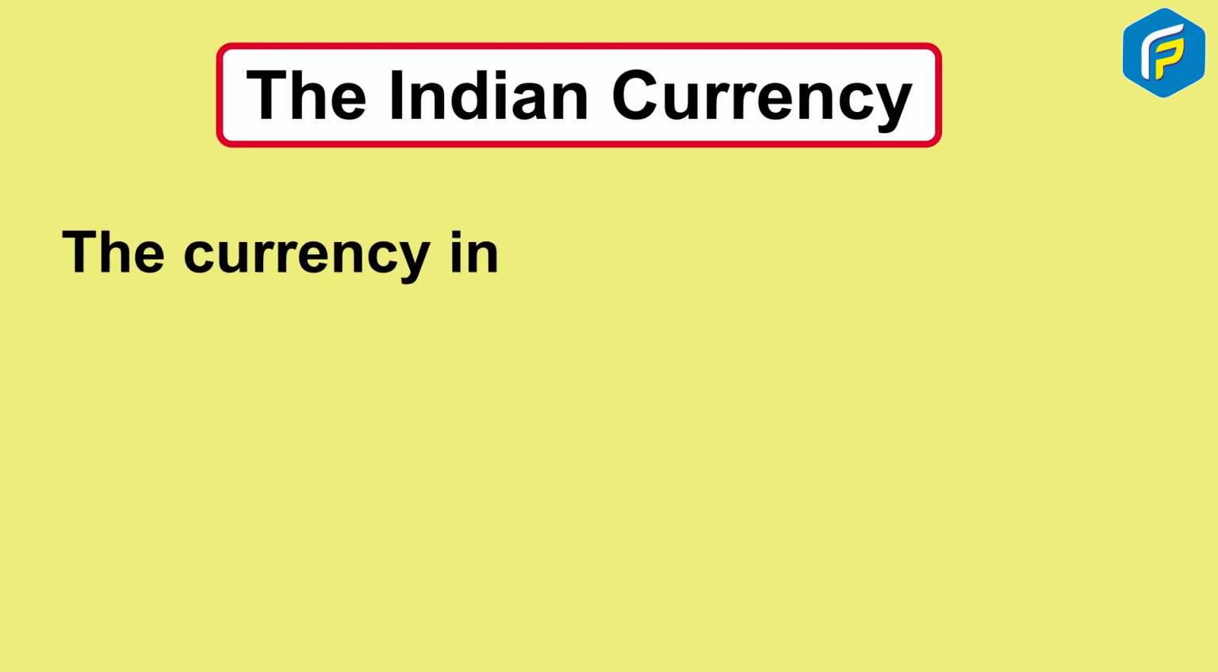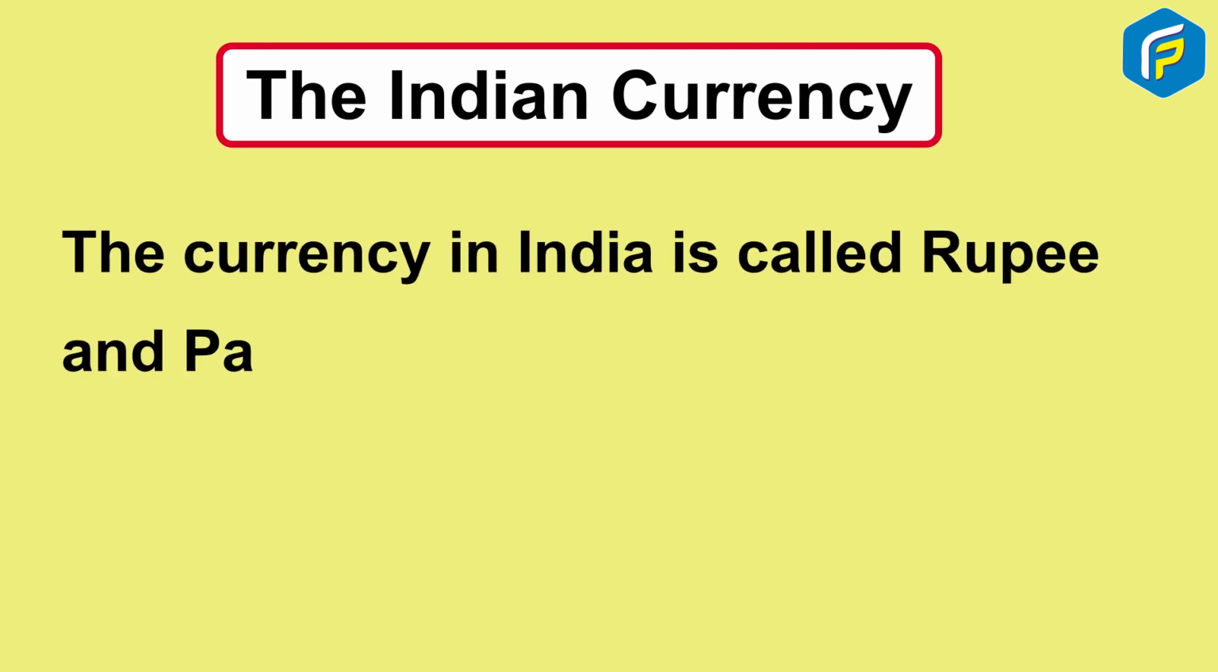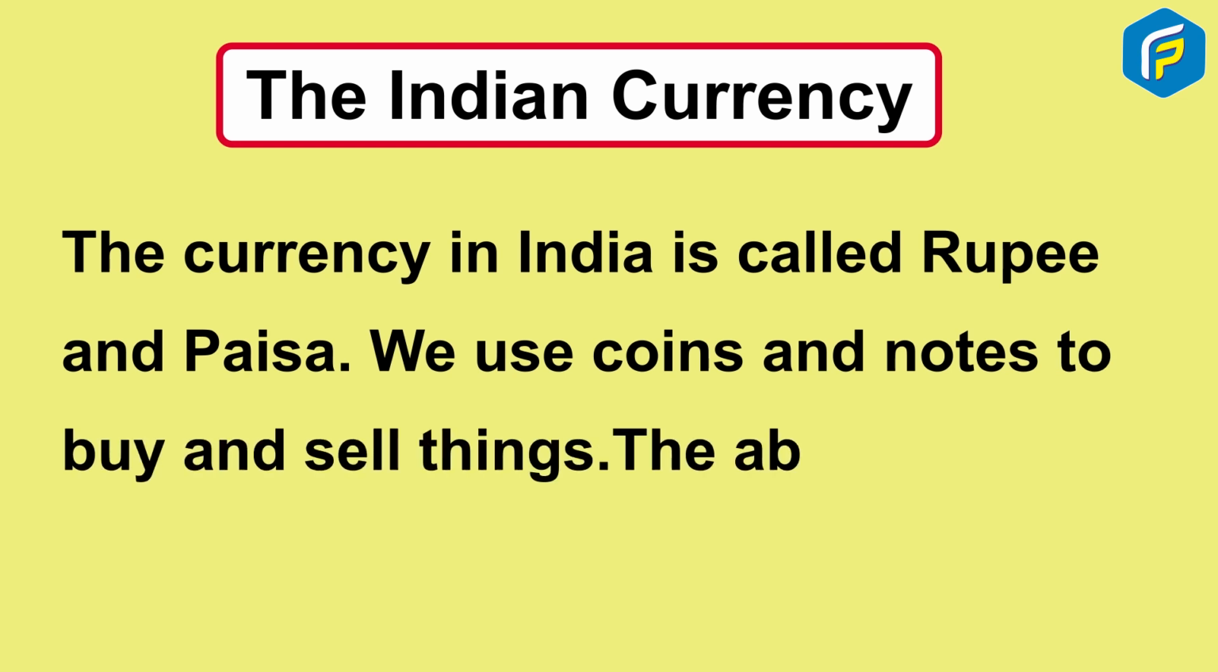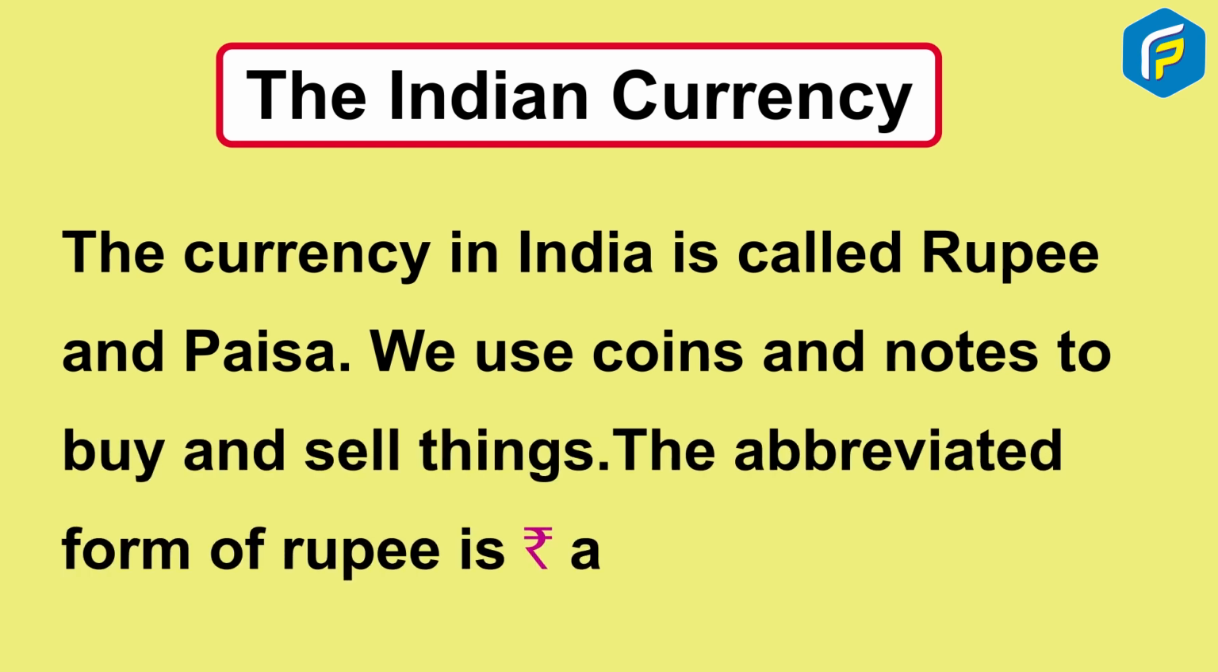The Indian currency. The currency in India is called rupee and paisa. We use coins and notes to buy and sell things. The abbreviated form of rupee is R and paisa is P. Coins.